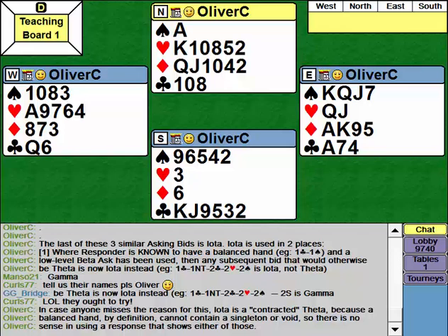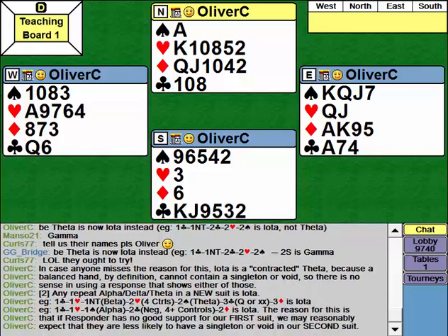The other time is that if we've originally had an alpha, delta, theta, or iota in practice, and then we get a repeat in a new suit over a negative response, then regardless of responder's known shape, i.e. whether they're known to be single balanced or not, a repeat in a new suit is iota. So there you had the first example there.